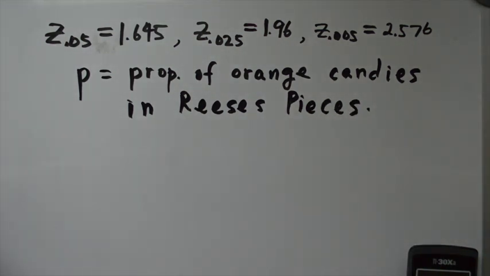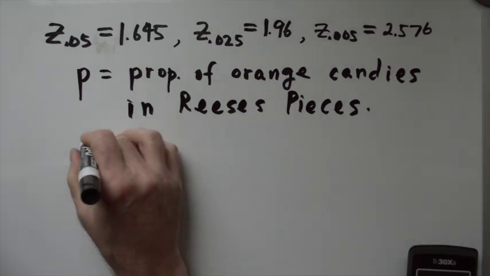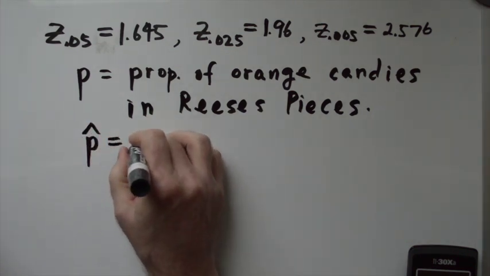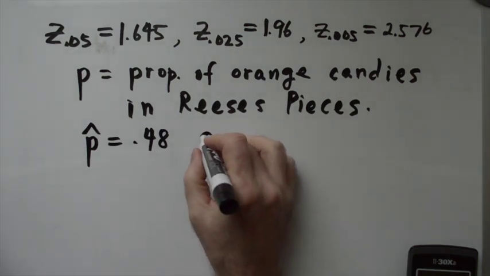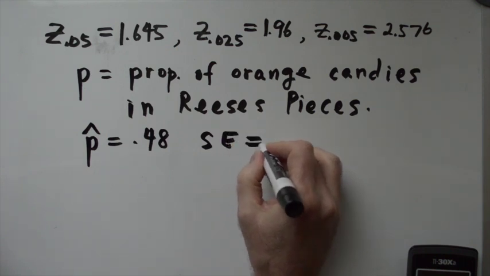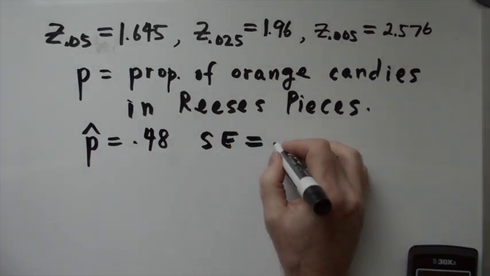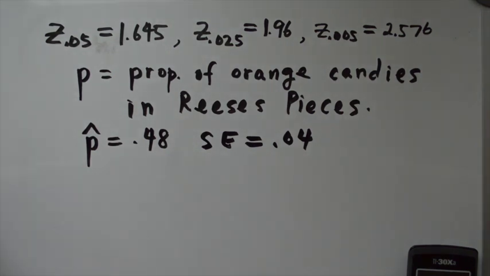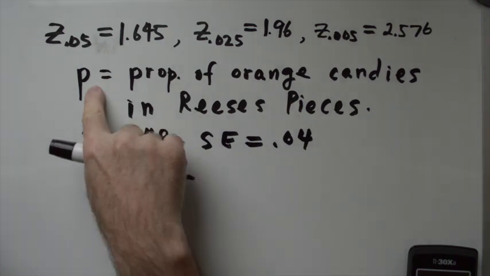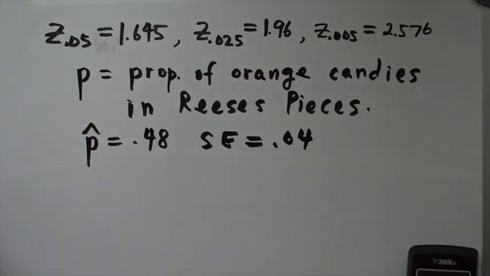And what do we know? That when we did a sample, we got a p hat of 0.48, and when we looked at the bootstrapping dot plot for that, we found that the standard error in that dot plot was 0.04. Now, our first goal is to find a 95% confidence interval for P based on this information.